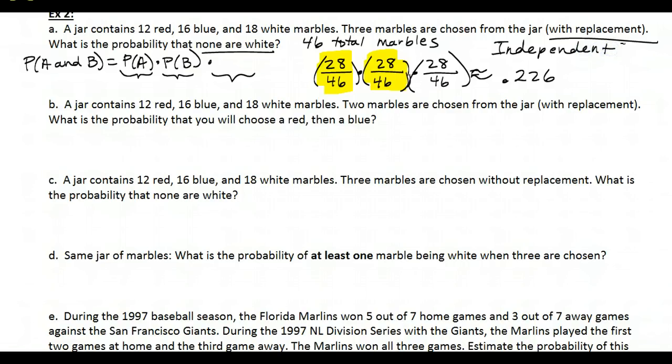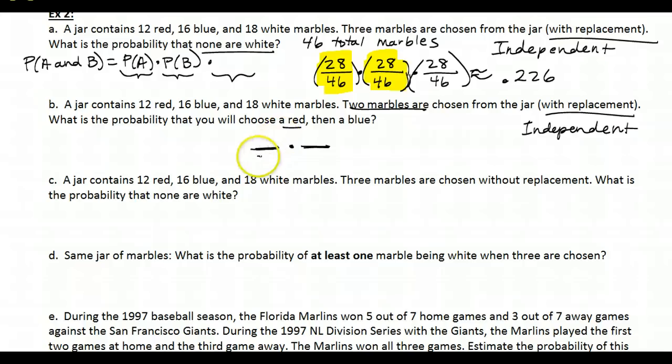Okay. Part B. Now same jar, 12 red, 16 blue, 18 white. 2 marbles are drawn, so this time I'm only going to have 2 fractions. So again, multiple card draws or multiple marbles means multiple fractions. You have 1 fraction for each event that's happening. So I've got 2 events because I have 2 marbles. Again with replacement, so it's going to be independent. What's the probability you'll choose a red and then a blue?